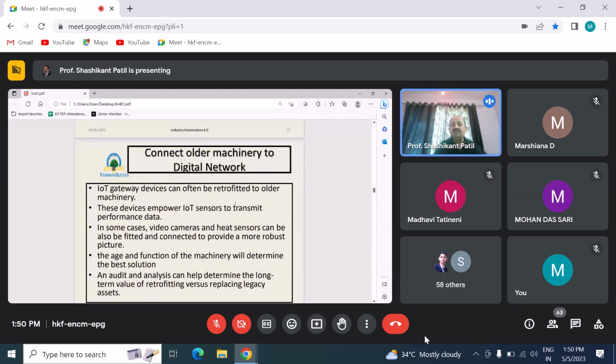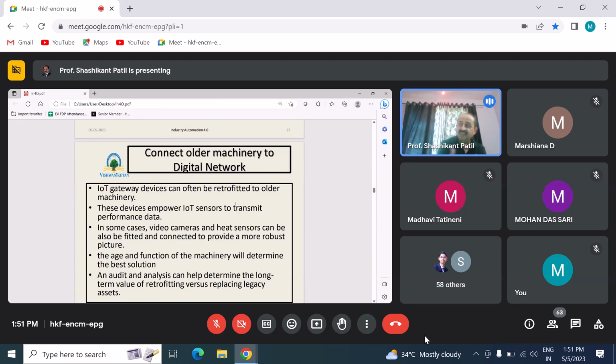Then, how do we connect older machinery to a digital network? IoT gateway devices can be retrofitted to older machinery, and these devices empower IoT sensors to transmit performance data. Again, you need sensors, and you have to see how many parameters, quantities, and things need to be sensed, measured, observed, and regulated. In some cases, video cameras, various types of sensors, and heat sensors. I already told you that you may need an array or combination of sensors, sensor modules. Wi-Fi modules can also be fitted and connected to provide a more robust picture.